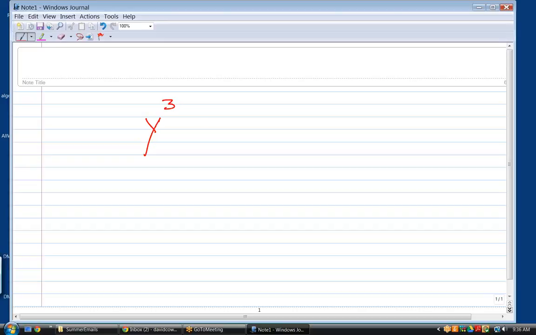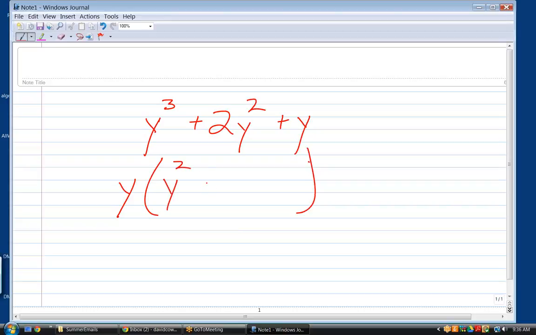The very first thing you learn about factoring is taking out a greatest common factor. That is the first thing you always look for. What is that going to be? Y. What's left? Y squared, and y plus, don't forget the plus sign, y. What's 2y squared divided by y? Y squared? What about the 2? What happened to the 2?